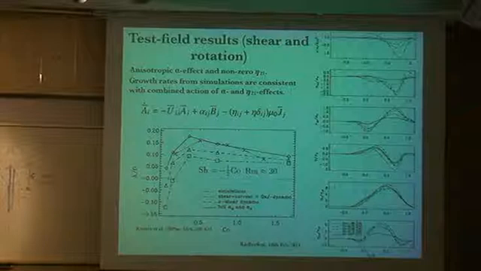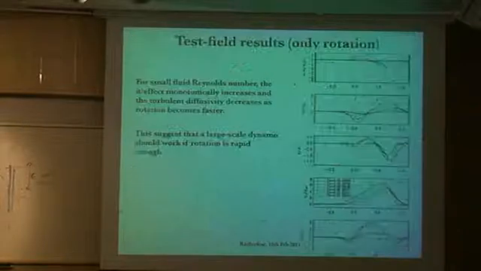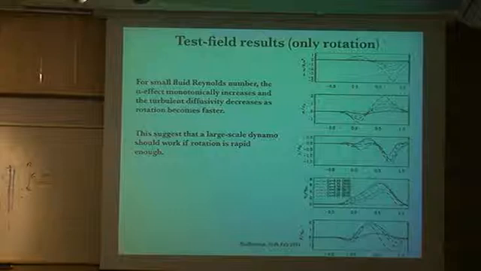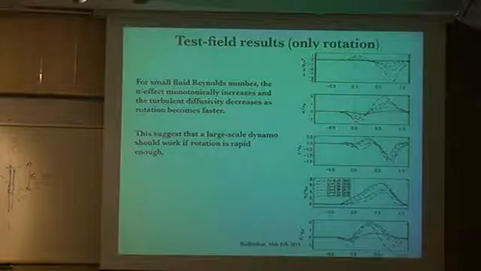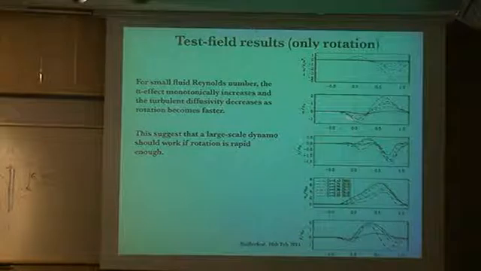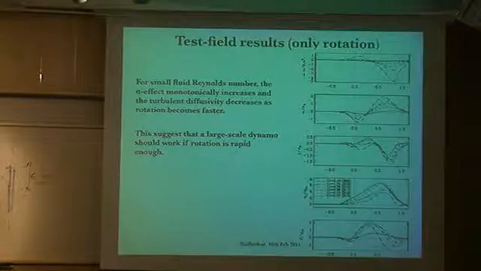And in the same study, we also looked at just rotating convection, which was done earlier in these imposed field studies. And what we found was that when we crank up the rotation, alpha keeps increasing and eta keeps decreasing.